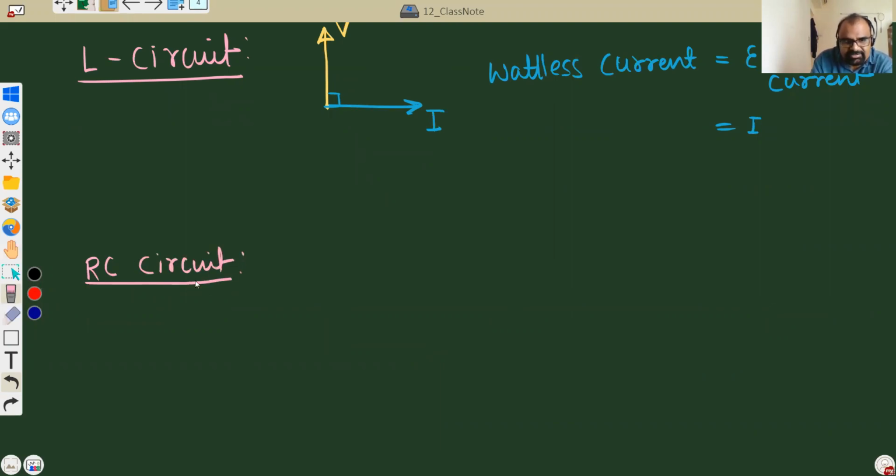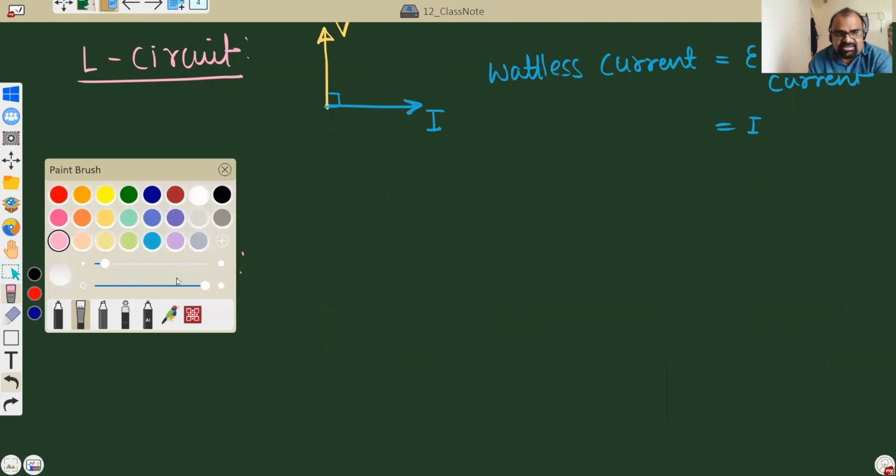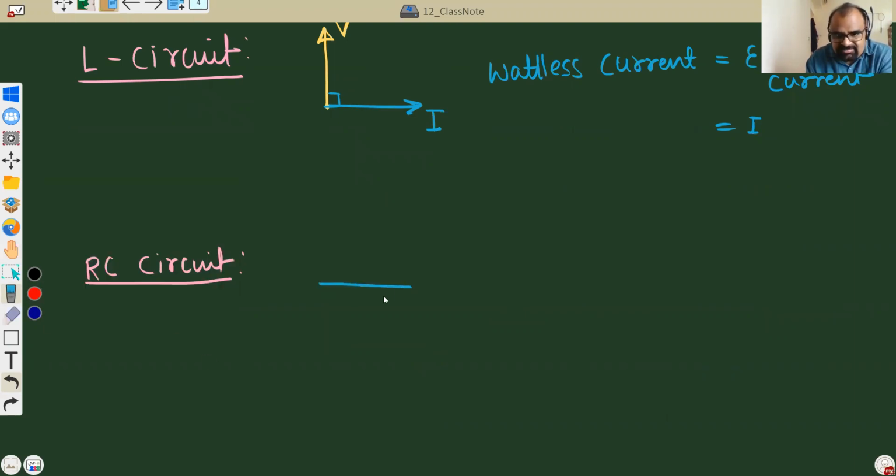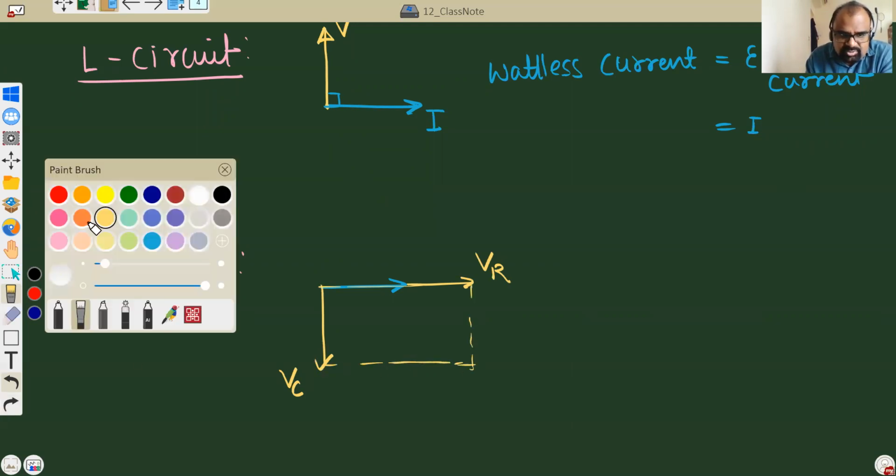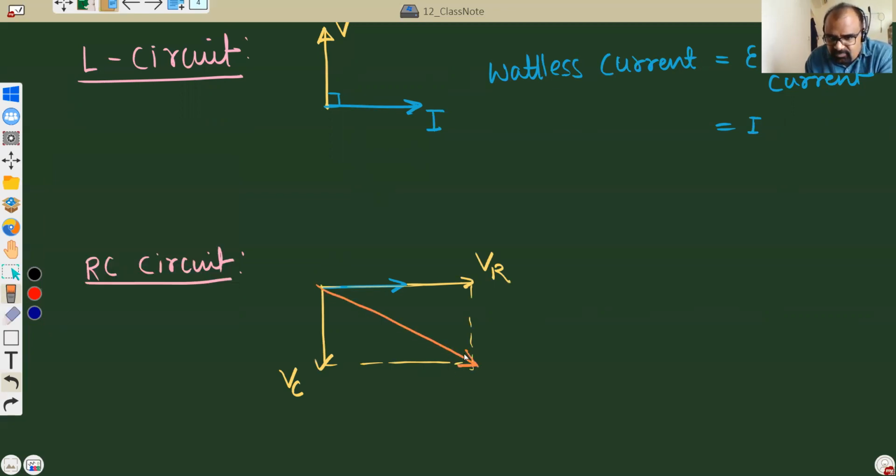Now, what about the RC circuit? I have done enough of it. So for the RC circuit, this was the current. This was the VR phasor. This was the VC phasor. And this was the source voltage. And this angle was phi.